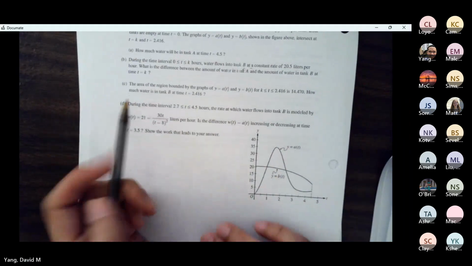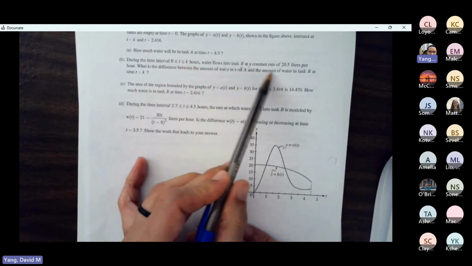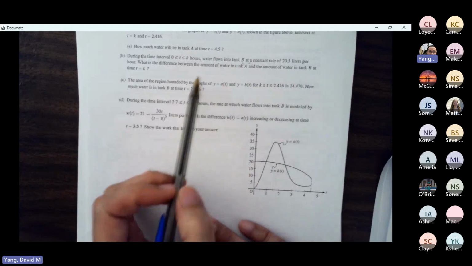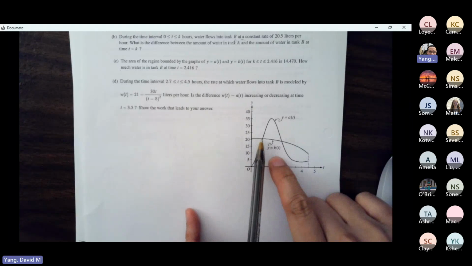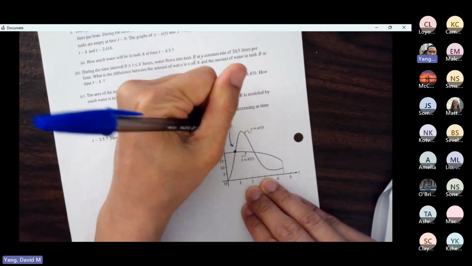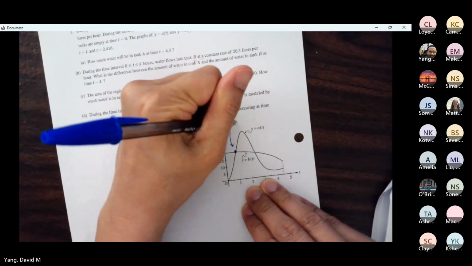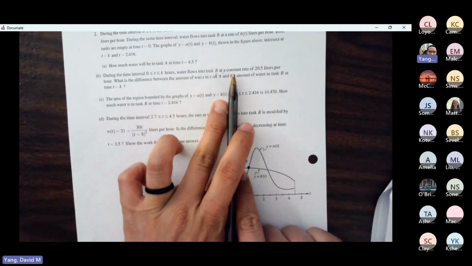Okay, sorry. Let's see, for part B here. During the time interval from 0 to k hours, water flows into tank B at a constant rate of 20.5 liters per hour. So this is tank B, and I think we have to recognize that this is going to be a flat line here. So between 0 and k hours, k is located at that intersection, t equals k hours. And they're telling us that tank B has a constant rate of 20.5 liters.